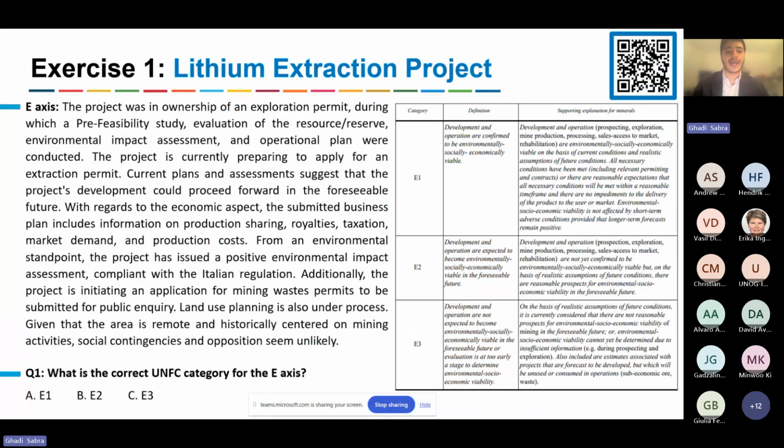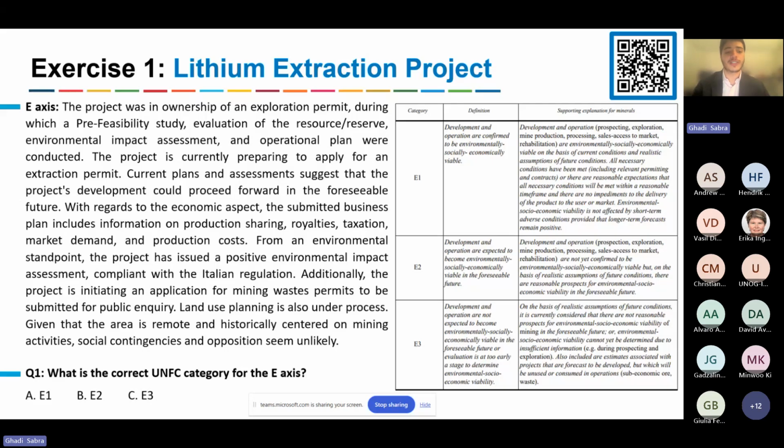With regards to the economic aspects, the submitted business plan includes information on production, sharing, royalties, taxation, market demand, and production costs, so all the economic aspects. From an environmental standpoint, the project has issued a positive environmental impact assessment compliant with the Italian regulation. Additionally, the project is initiating an application for mining waste permits to be submitted for public inquiry. Land use planning is also under process. Given that the area is remote and historically centered on mining activities, social contingencies and opposition seem unlikely.